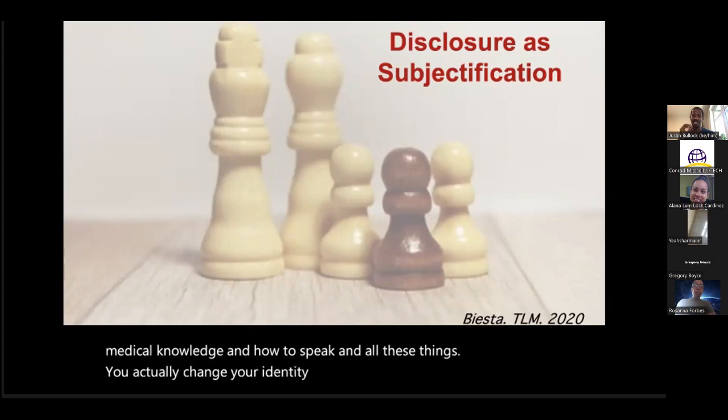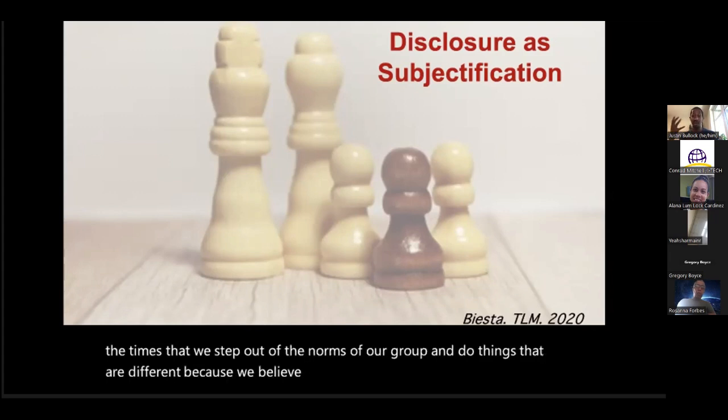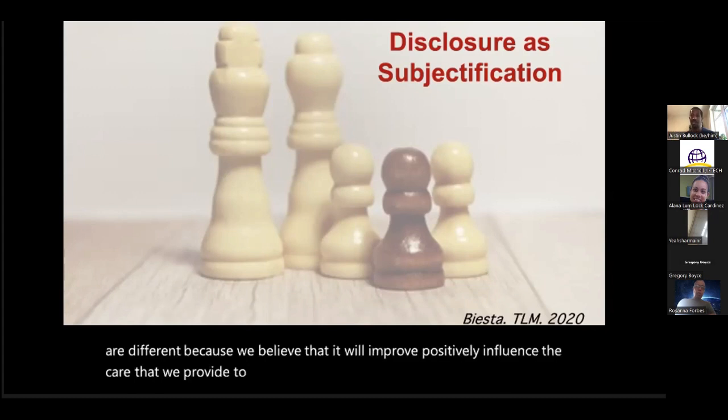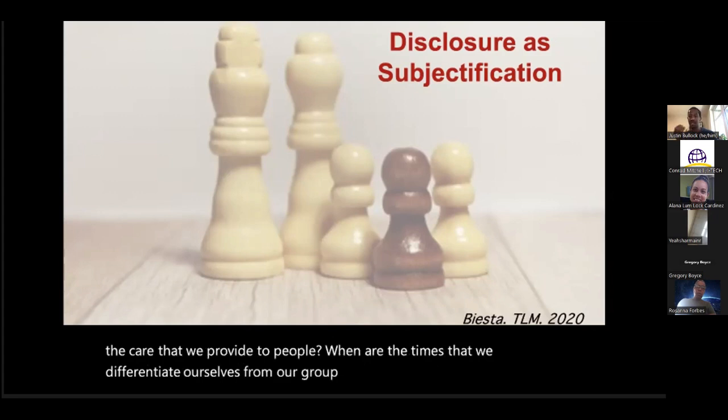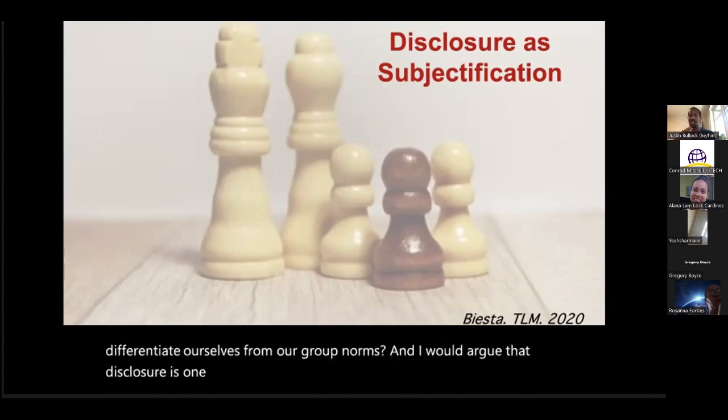Subjectification actually says, when are the times that we step out of the norms of our group and do things that are different, because we believe that it will positively influence the care that we provide to people? When are the times that we differentiate ourselves from our group norms? And I would argue that disclosure is one way in which we can subjectify.